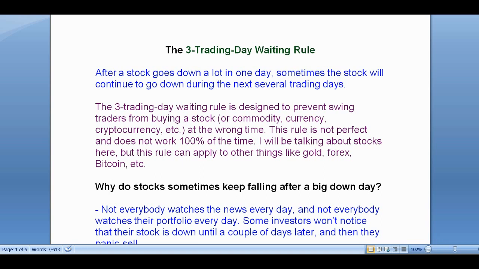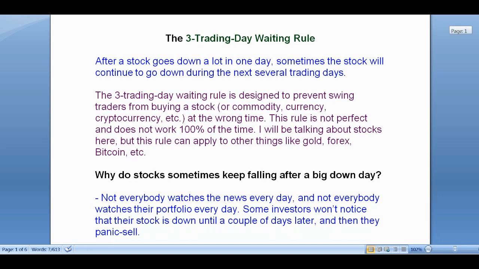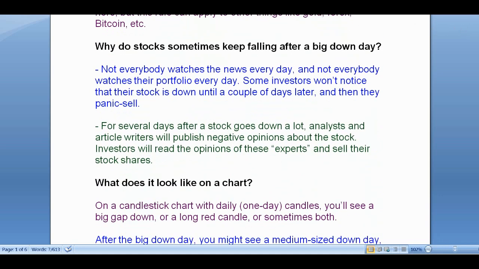This rule is not perfect, and it does not work 100% of the time. I will be talking about stocks here, but this rule can apply to other things like gold, Forex, Bitcoin, etc. So let's talk about, why do stocks sometimes keep falling after a big down day? Why does this happen? Well, there are a number of reasons, but here are the 2 big ones that I've noticed.